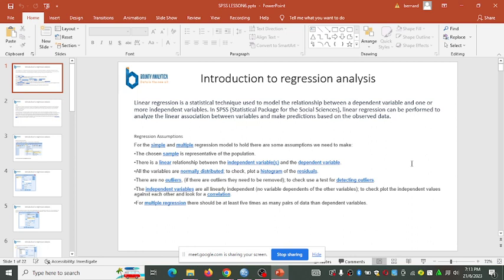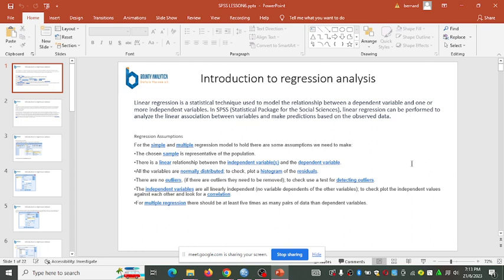Now, introduction to regression analysis. Linear regression is a statistical technique used to model the relationship between a dependent variable and one or more independent variables. In SPSS, linear regression can be performed to analyze the linear association between variables and make predictions based on the observed data.